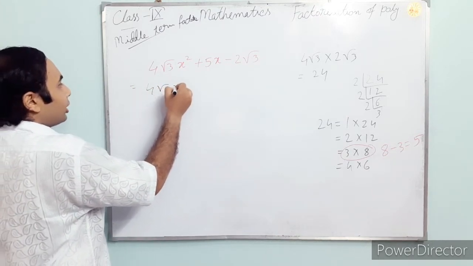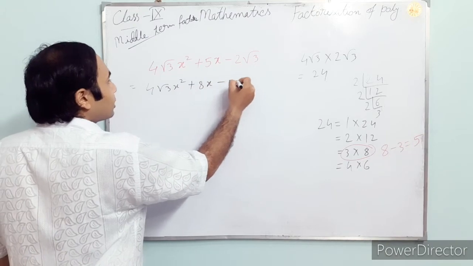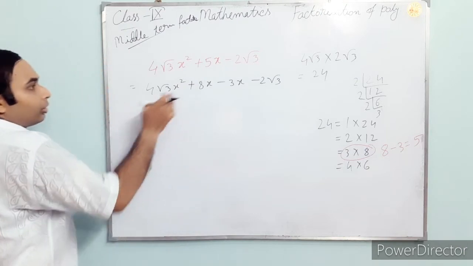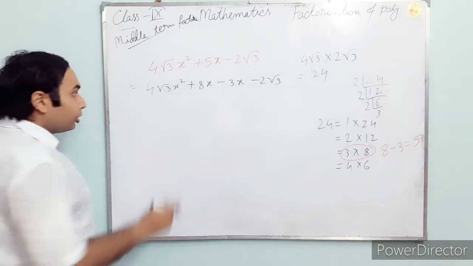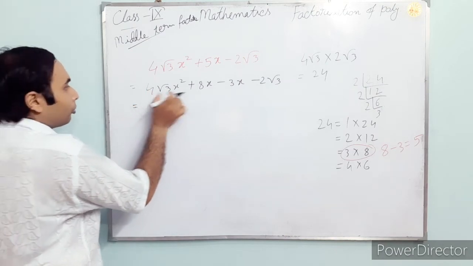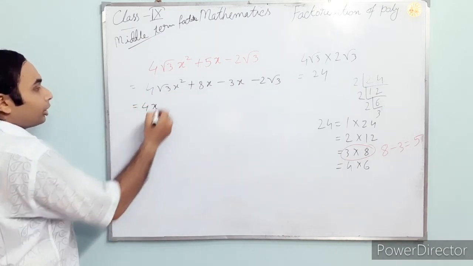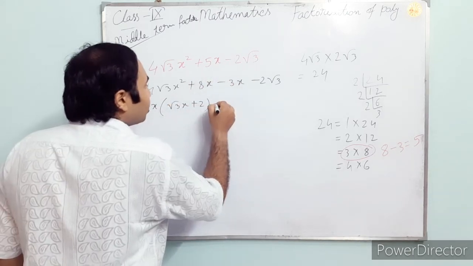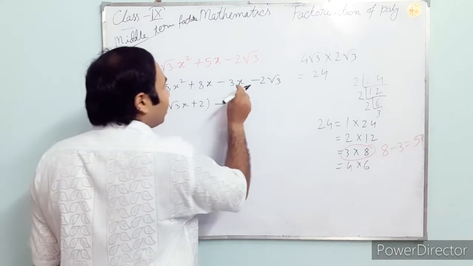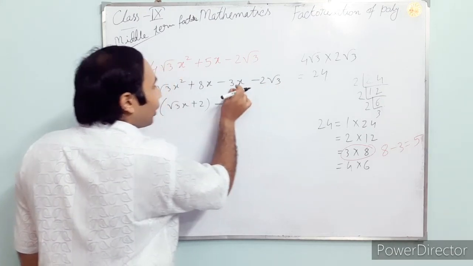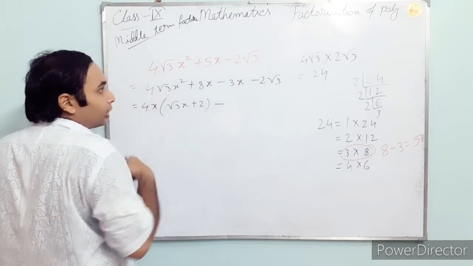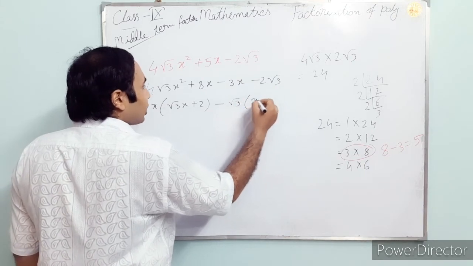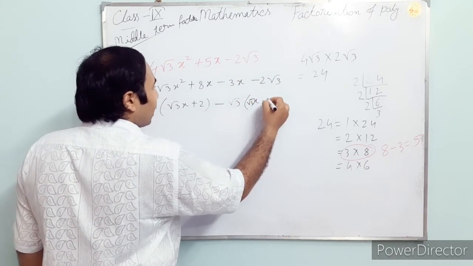So 4 root 3 x square plus 8x minus 3x minus 2 root 3 now. 8 minus 3 is coming 5 now. And 8 into minus 3 is coming 24 minus 24. So now take the commons. From those two only 4x is coming common, I can see. So root 3x plus 2 it is coming. From those two minus, at first minus will come common, and then we can see from the number terms, that is root 3 is coming common. So only this one. So here it is coming root 3x plus 2.